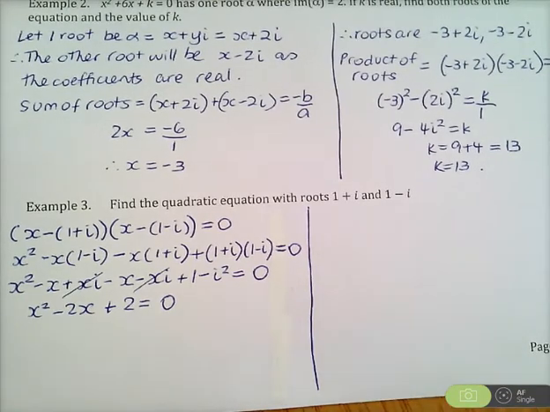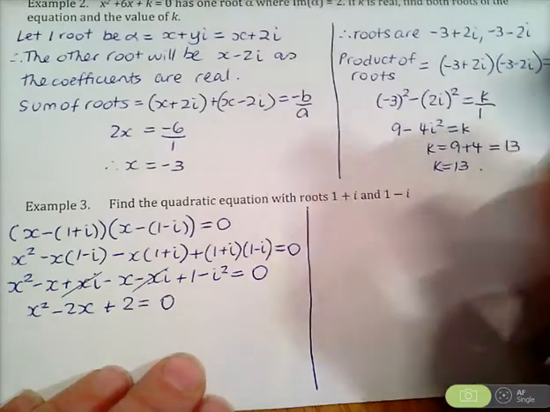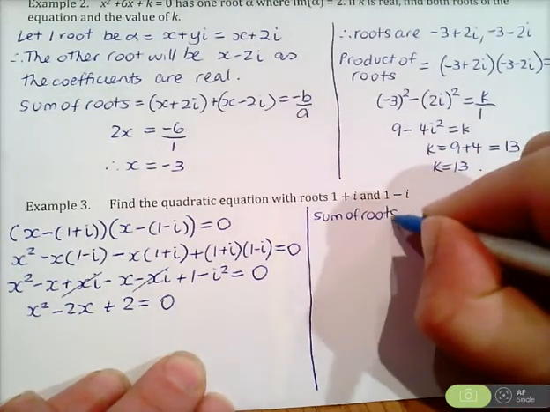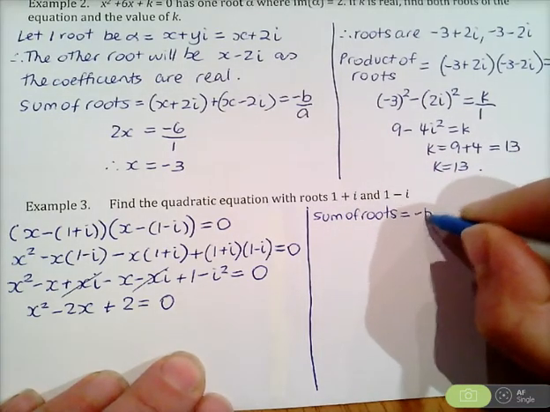Now, another way that you can do this is as follows. You can look at sum of the roots. Now we know sum of roots is minus b on a.